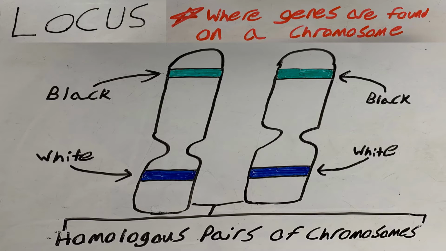As you can see in this drawing, the homologous pairs have two locuses. The upper locus in green represents the black bear, which we will get into more detail in the next slide, and it has the dominant allele. And the lower locus in blue represents the white bear, which we'll also get into more detail in the next slide, which has all recessive alleles.